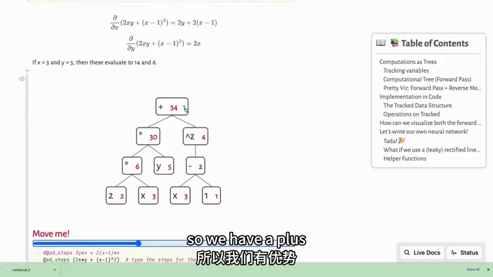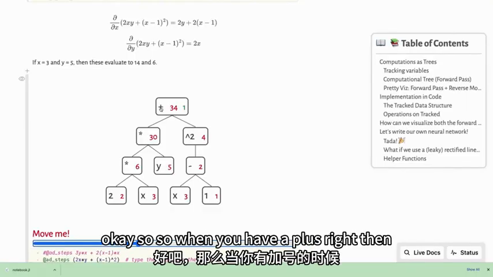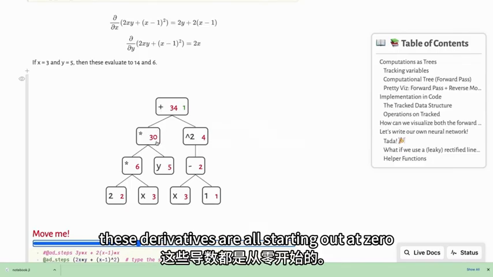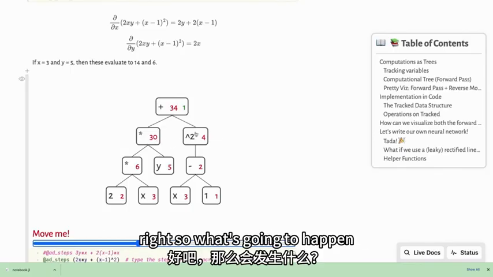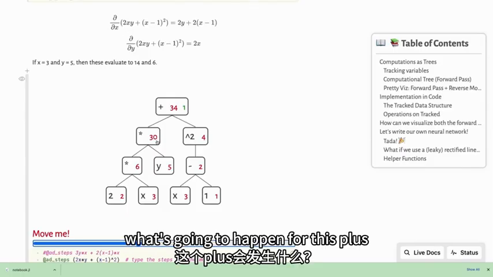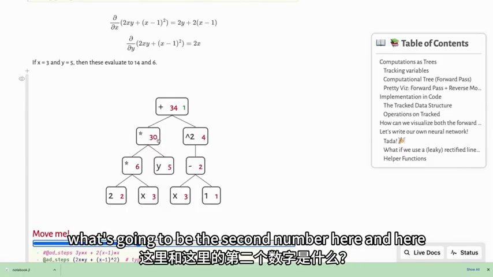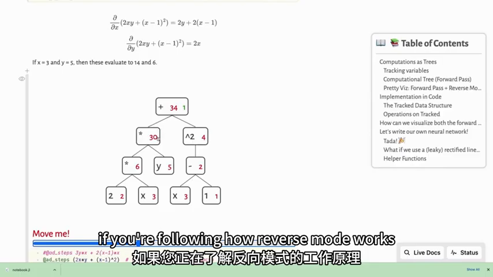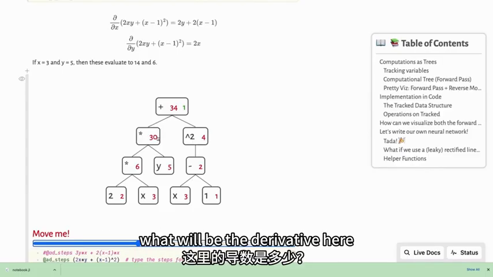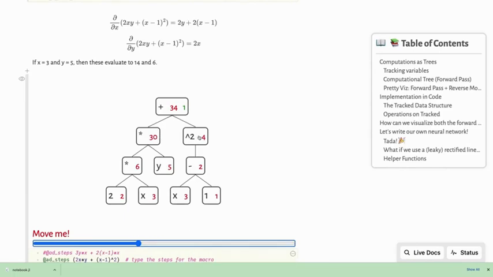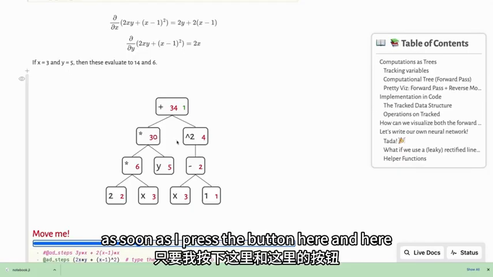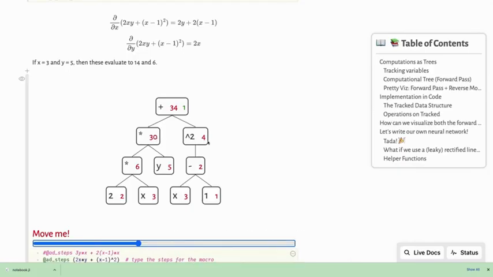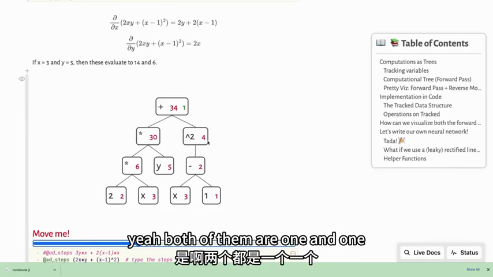Okay, so let's see. We have a plus. When you have a plus, these derivatives are all starting out at 0. What's going to happen for this plus? What are we going to add? If you're following how reverse mode works, what will be the derivative here? What should be the numbers in green as soon as I press the button, here and here? Somebody whisper. Yeah, both of them are 1.